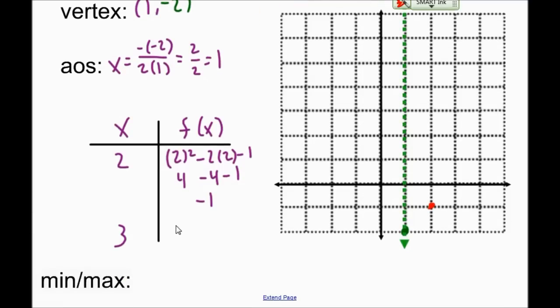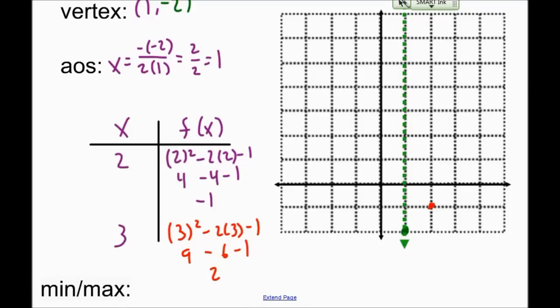And then I do the same thing with 3. So I have 3 squared minus 2 times 3 minus 1. Let's see, 3 squared is 9, minus 6, minus 1, and that gives me a y value of 2. And so now I'm going to plot that point as well. So I've got the point 3, 2, and there we go.